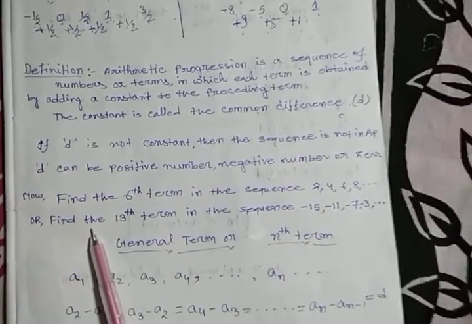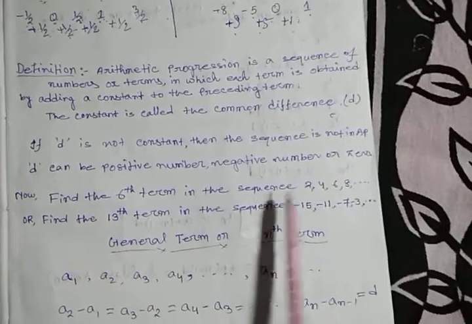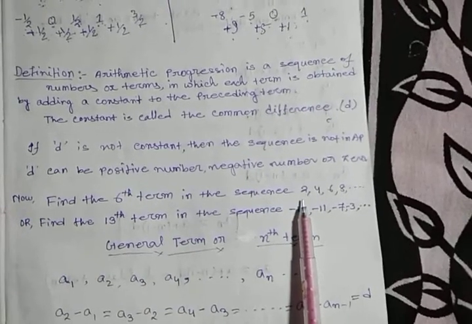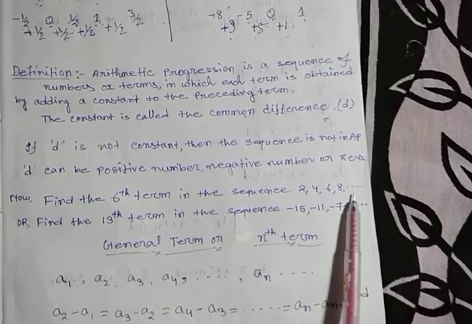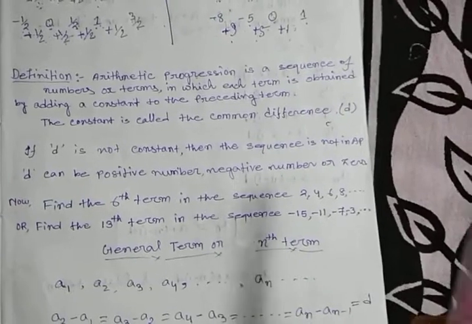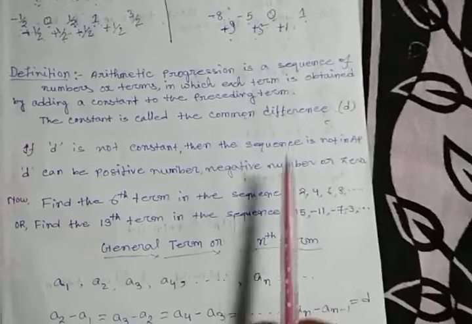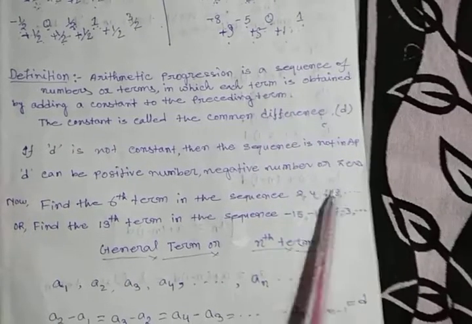Now find the sixth term in the sequence. Here also a sequence is given, and we need to find out the sixth term: 2, 4, 6, 8. So this is the fourth term, then fifth, then sixth. We can find out by adding 2 with 8, then it will become the fifth term. Then again, if we add 2 with the fifth term, we can find out the sixth term.